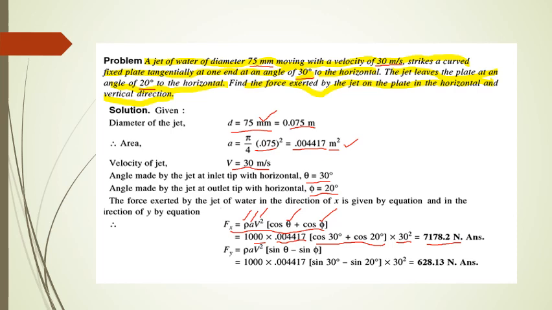In the same way, the force exerted by the jet perpendicular to the direction of jet, that is Fy. Formula for Fy equal to rho a v square into sine theta minus sine phi. Substituting the rho value, a value, v value, theta value and phi value, we get Fy value as 628.13 newtons.